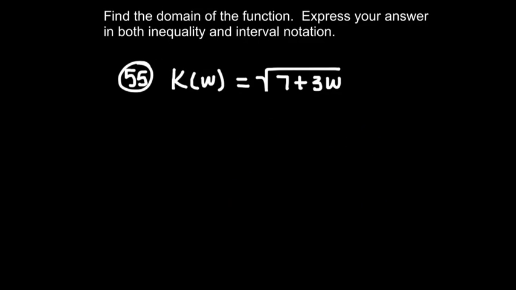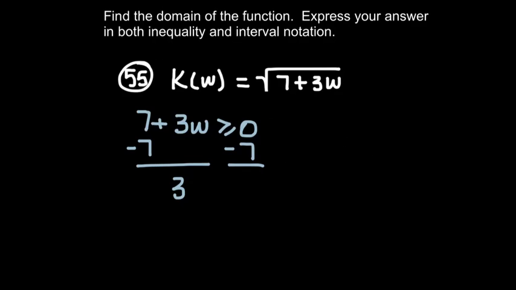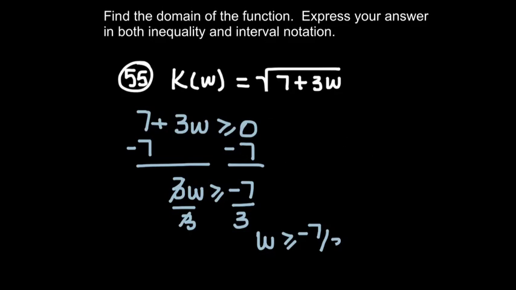For this problem, again, I have a radical, so I want what's under the radical, the 7 plus 3w, to be greater than or equal to 0. I have to make sure that there's no chance of a negative number ending up under my radical. I would subtract my 7, which leaves me with 3w is greater than or equal to negative 7. Divide both sides by 3. My 3's cancel. I'm left with w is greater than or equal to negative 7/3.